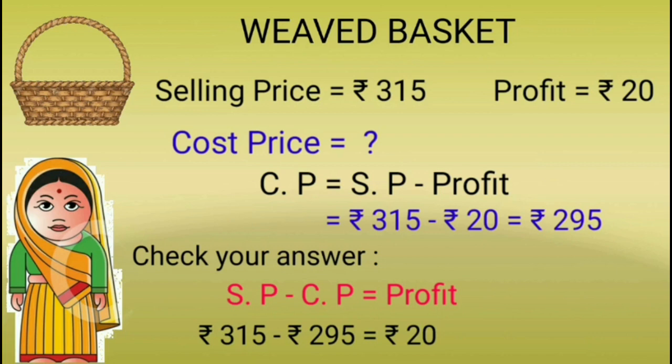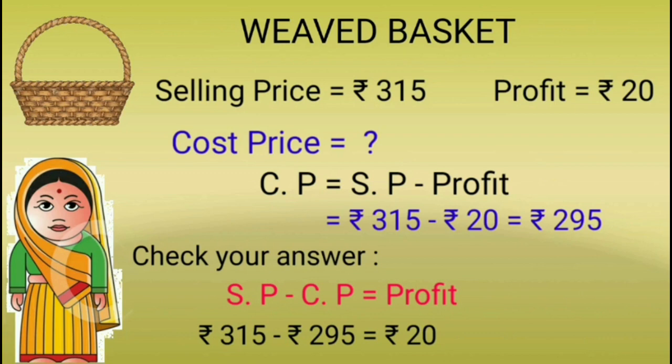Let us check our answer by comparing selling price and cost price. What did you observe, children? Exactly, it is profit because selling price is more than the cost price. To find the profit, subtract cost price from selling price. SP minus CP, that is 315 rupees minus 295 rupees. The difference is 20 rupees, which is profit.